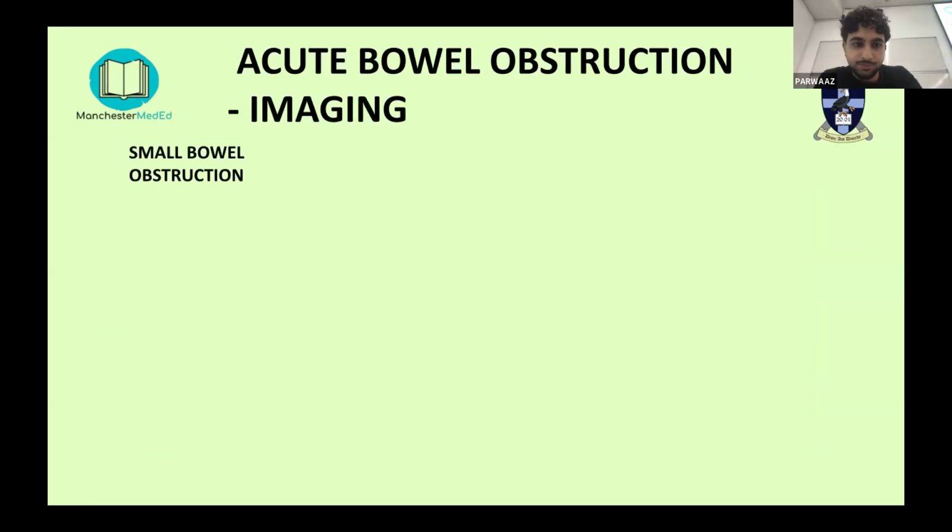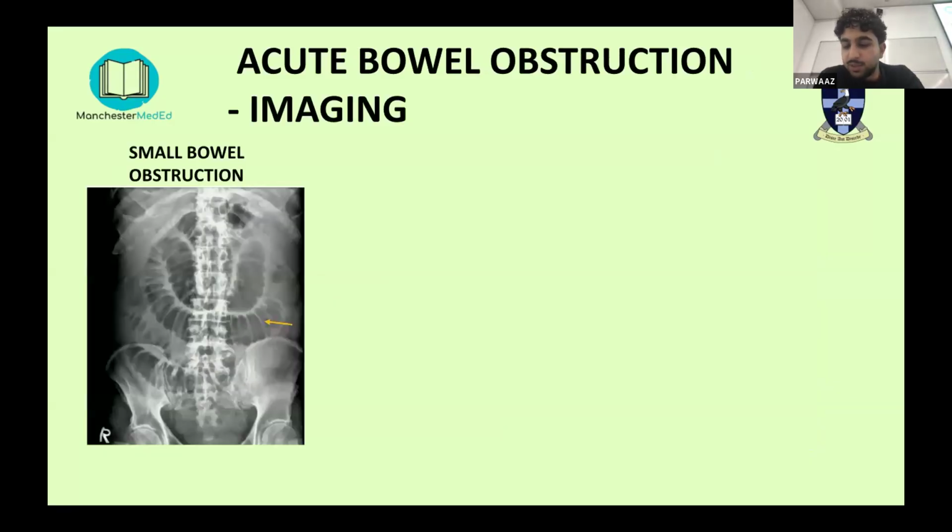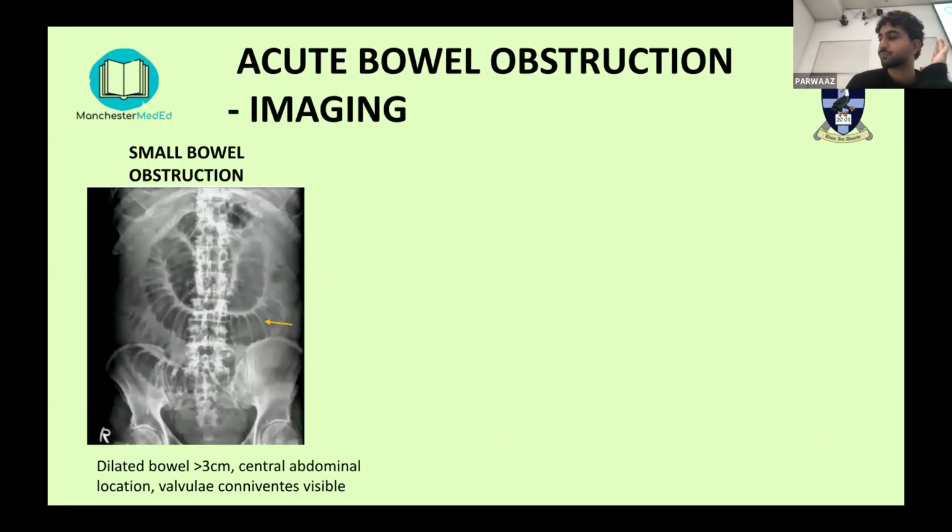So imaging wise, this is something that catches people out a lot because it's really difficult to see these x-rays. So I'll give you a few ways to figure out if something's a small or large bowel obstruction, essentially, okay? So essentially, a small bowel obstruction, always think towards the middle of the abdomen. The bowel won't be as dilated as it is in large bowel obstructions, okay? So the rule of thumb is usually 3 centimeters, which isn't really that much on an x-ray.